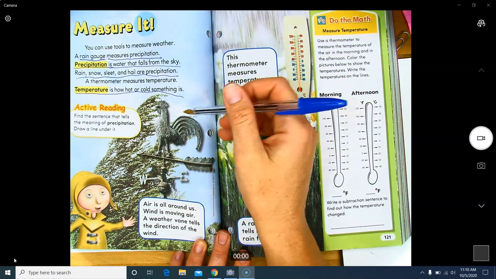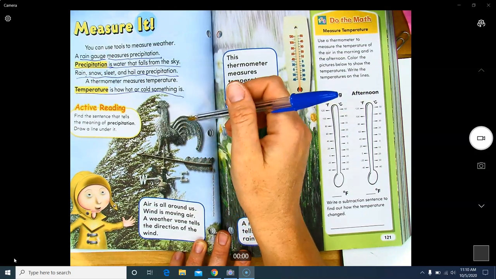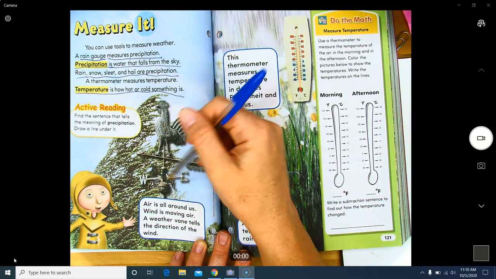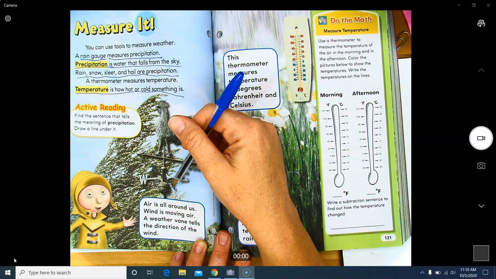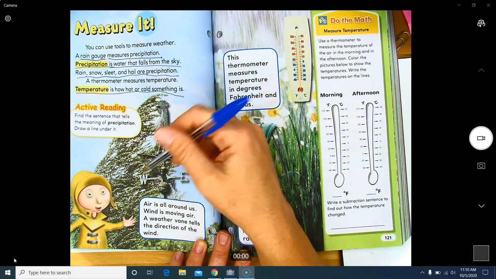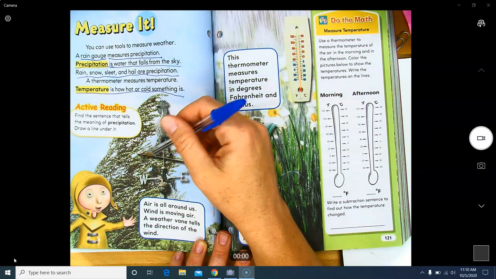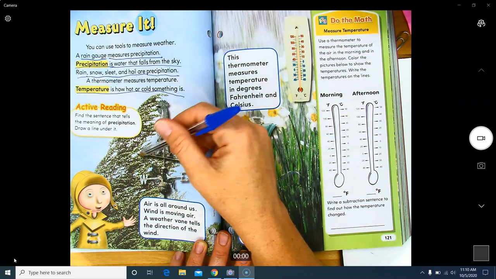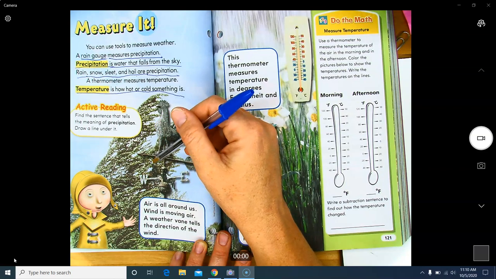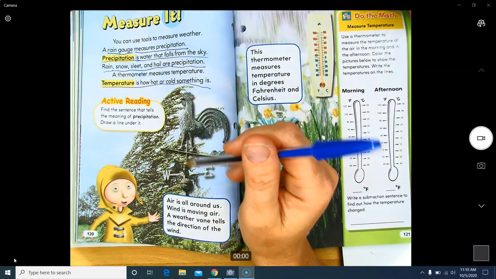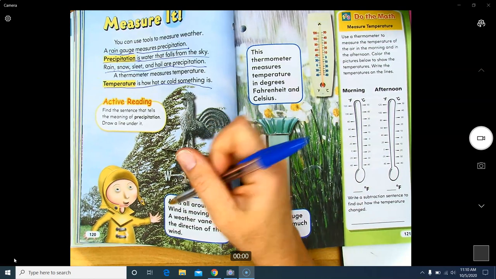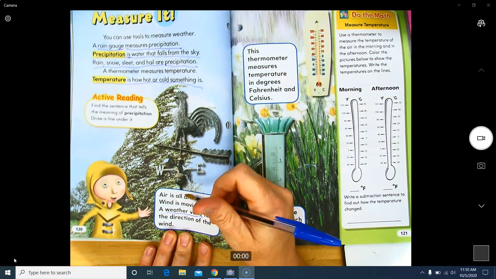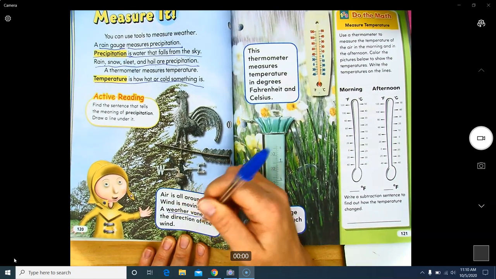So this rooster is called a weather vane. You see where we have N, E, S, W? Well, this is north, south, east, and west. And there's an arrow pointing. So this means that the wind is blowing to the west. Okay? So a weather vane, I'm going to underline that so I know what a weather vane is, tells the direction of the wind.